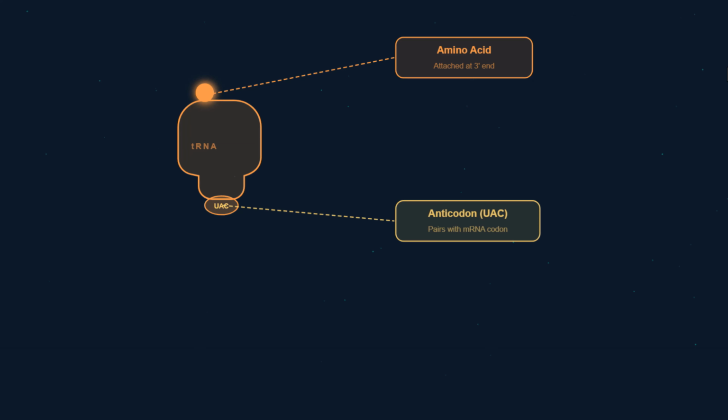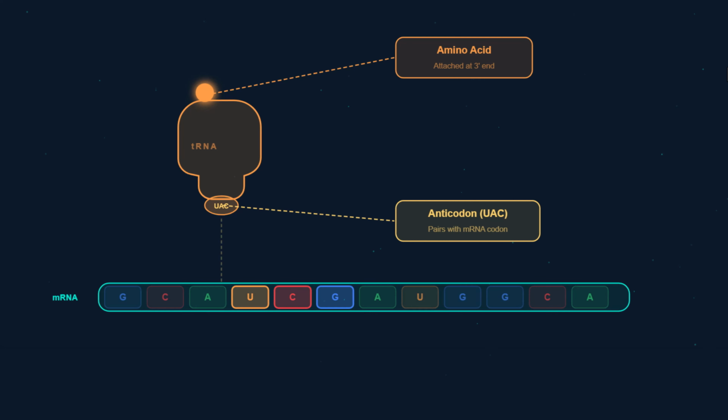Transfer RNA, or tRNA, brings amino acids to the ribosome. Each tRNA has 2 important parts. One end carries a specific amino acid. The other end has an anticodon that matches a specific codon on the mRNA.